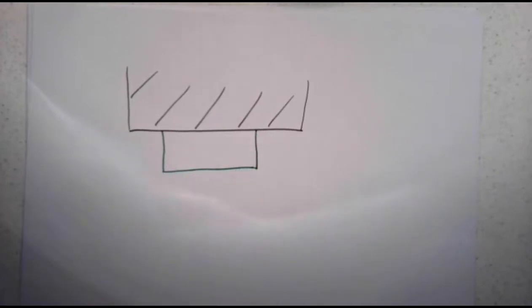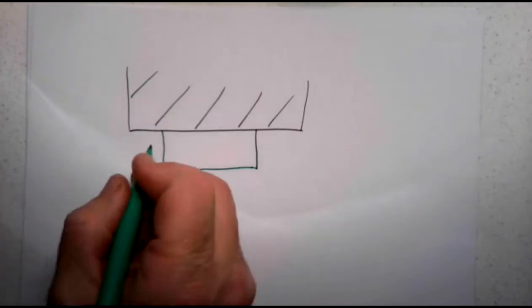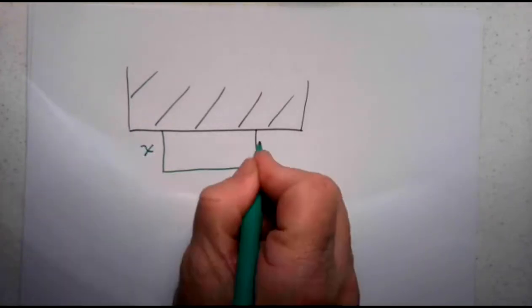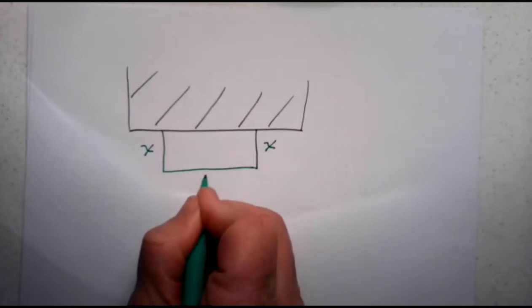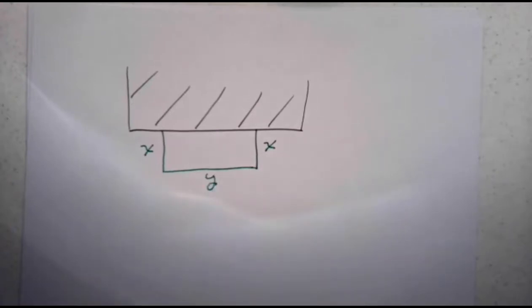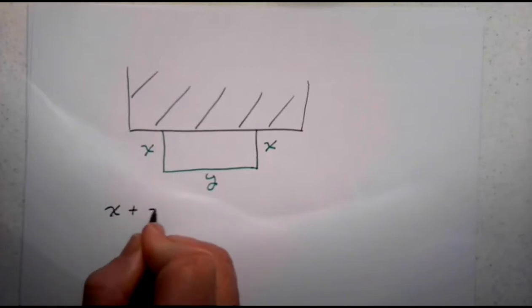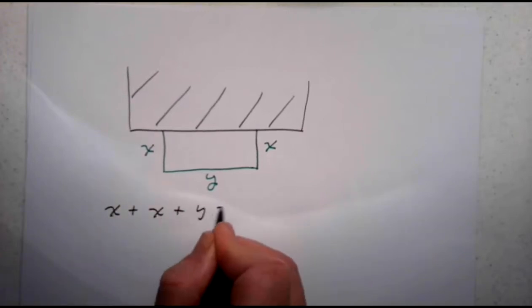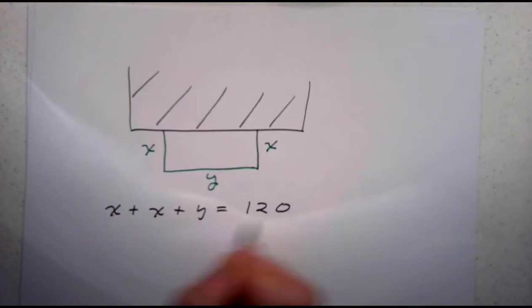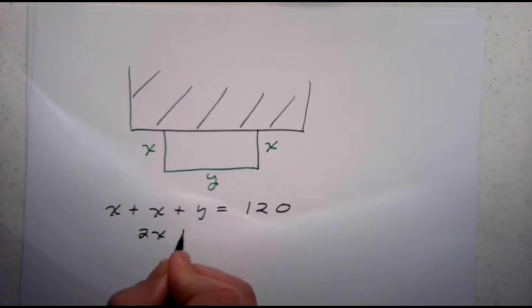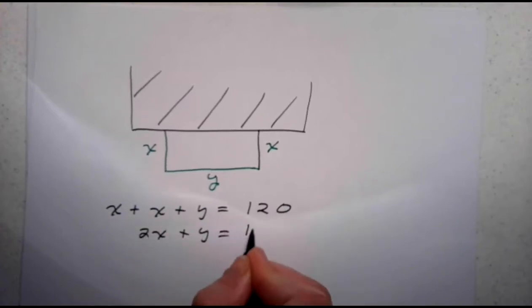So those 3 sides have to add up to 120 feet. So let's label them. We'll call this X, call this X, and we'll call this Y. Again, we have a total of 120 feet. So what do we know? We know X plus Y has to equal 120. Or if you like, 2X plus Y has to equal 120.